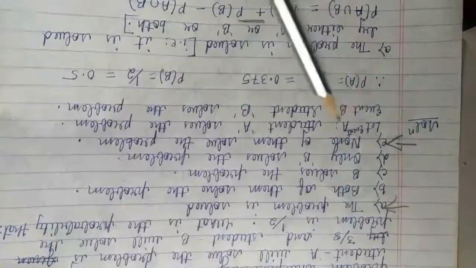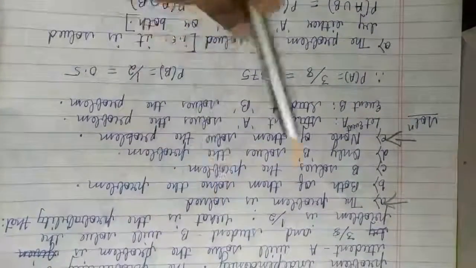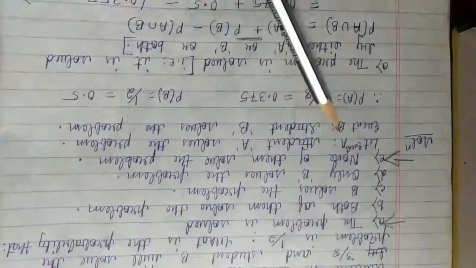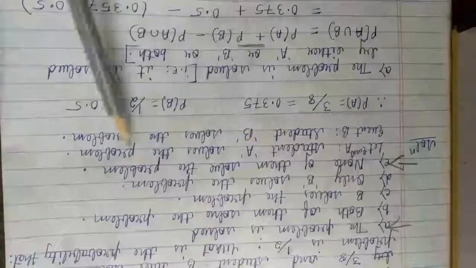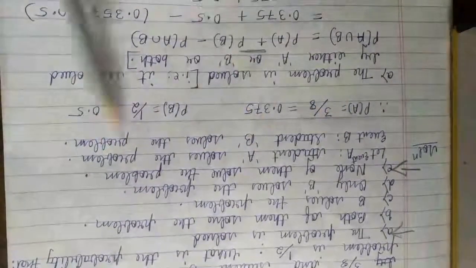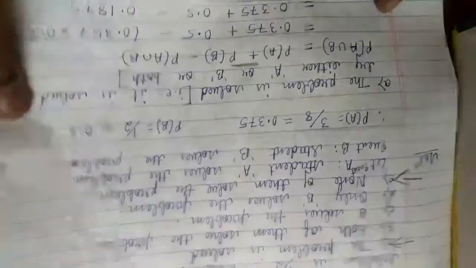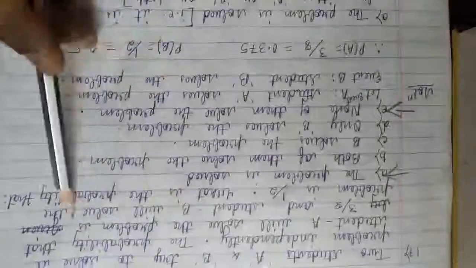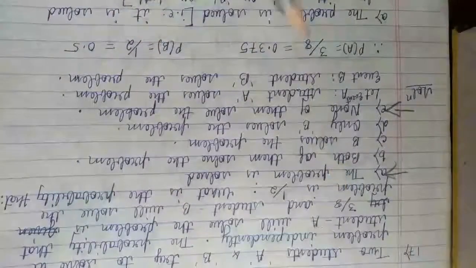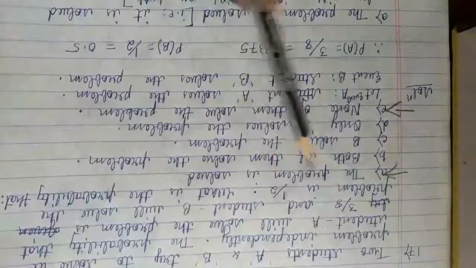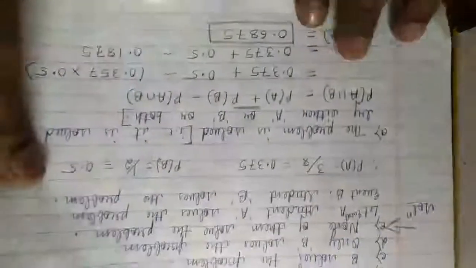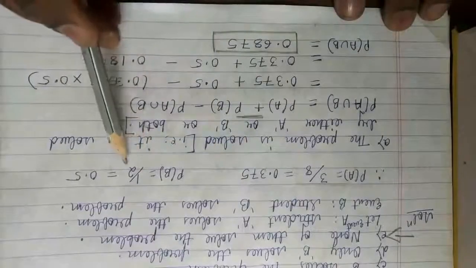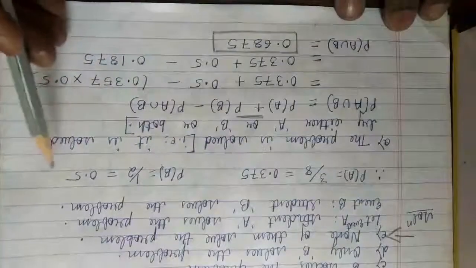Let event A be, there are two events. See here, student A solves the problem, student B solves the problem. So event A, let it be equal to student A solves the problem, event B, student B solves the problem. Now therefore probability of A they have given directly, it is nothing but student A solves the problem is 3 upon 8 and student B solves the problem is 1 upon 2. So probability of A is given as 3 upon 8, which is equals to 0.375, and probability of B is equals to 1 upon 2, that is equal to 0.5.